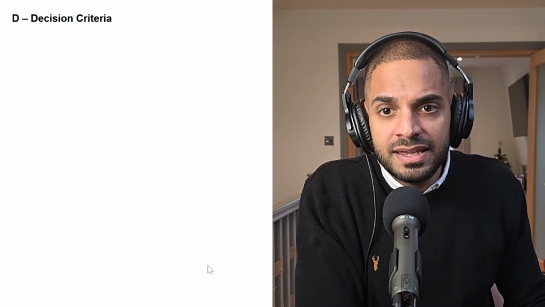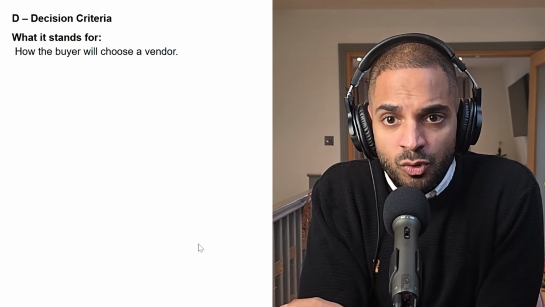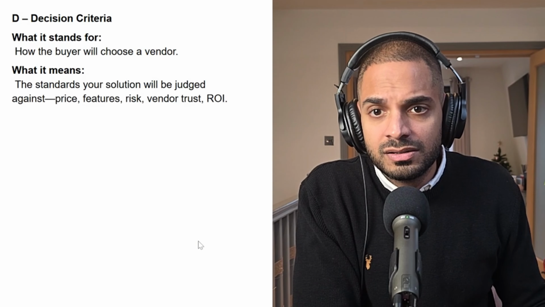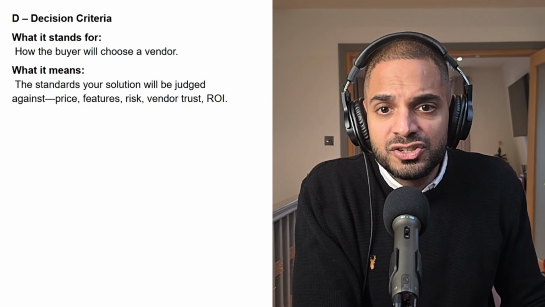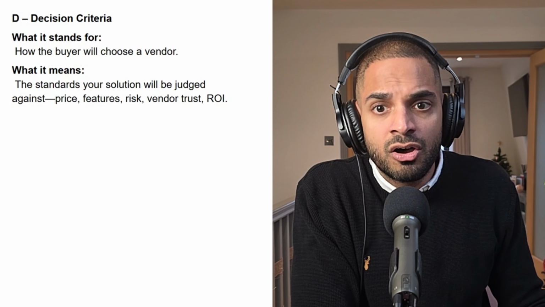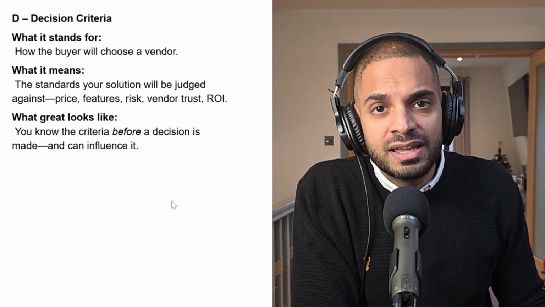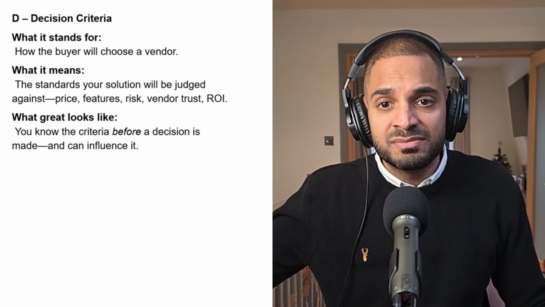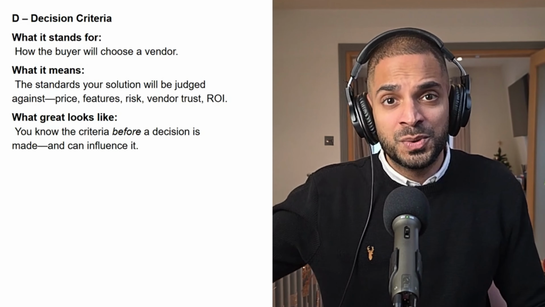All right. D, decision criteria. This is the first D. What does it stand for? How the buyer will choose a vendor. All right. What does that mean? So the standards your solution will be judged against, whether it be price, features, risk, vendor trust, ROI. What does great look like? You know the criteria before a decision is made, and then you can influence it.